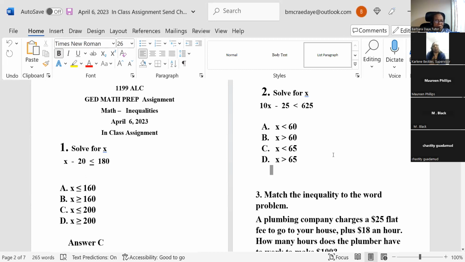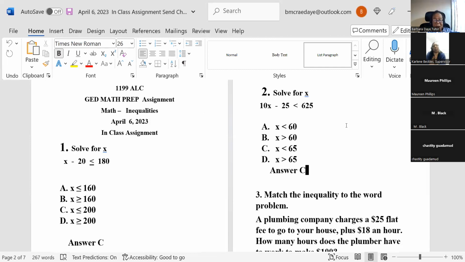Addition. No, Maureen, you're pairing them up wrong. This is subtraction, so you're supposed to add. What's 25 plus 625, Maureen? 650. And when you divide by 10, what do you get? 65. So what's your answer? D. Why are you reversing the sign? Or C.